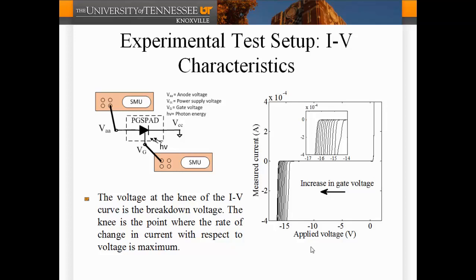So this is the IV characteristic in the reverse breakdown, showing the breakdown at increasing gate voltage. We can see that the device breakdown actually changes. By increasing the gate voltage, we are actually increasing the breakdown voltage of the device, which we expected.